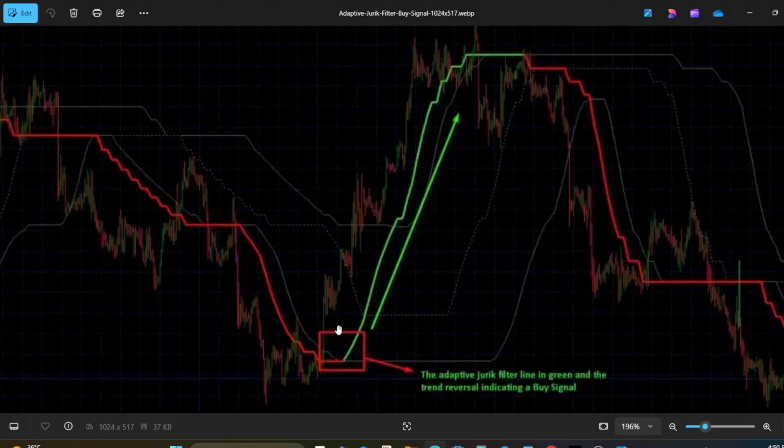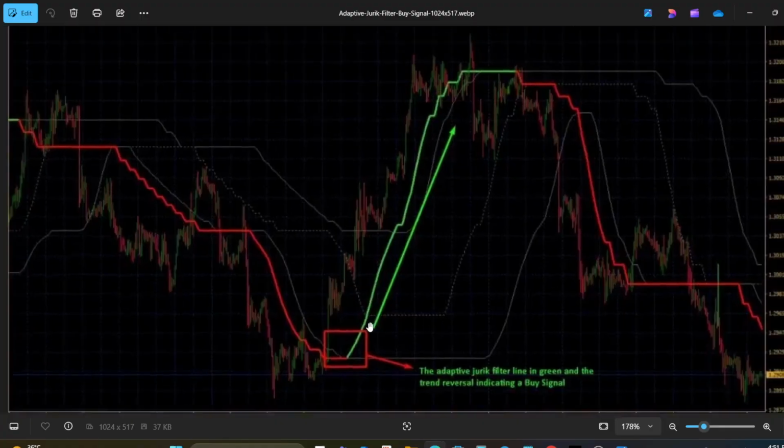Now, this indicator also has improved signal accuracy. Traditional indicators can sometimes give false signals, especially when the market is in a sideways or low volatility phase. The Adaptive Jurik Filter adjusts its behavior based on the current market conditions, which means you are less likely to get those false signals and more likely to see actionable moves.